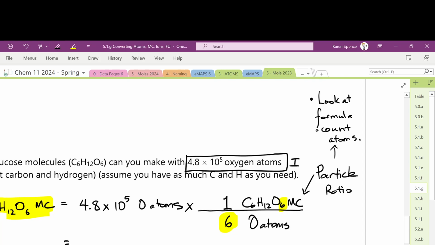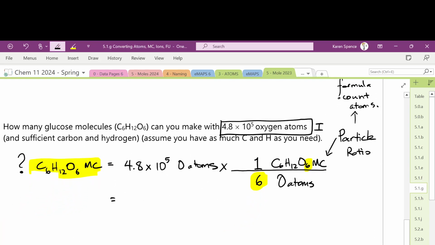Okay, 48 divided by 6 is 8, so we get 0.8 times 10 to the negative 5, which would become 8.0 times 10 to the negative 6. Not negative. Why am I saying negative? That should be positive 5. And if I made that bigger, then that should be a 4. So that would be times 10 to the 4 O atoms. Is that good? Okay.